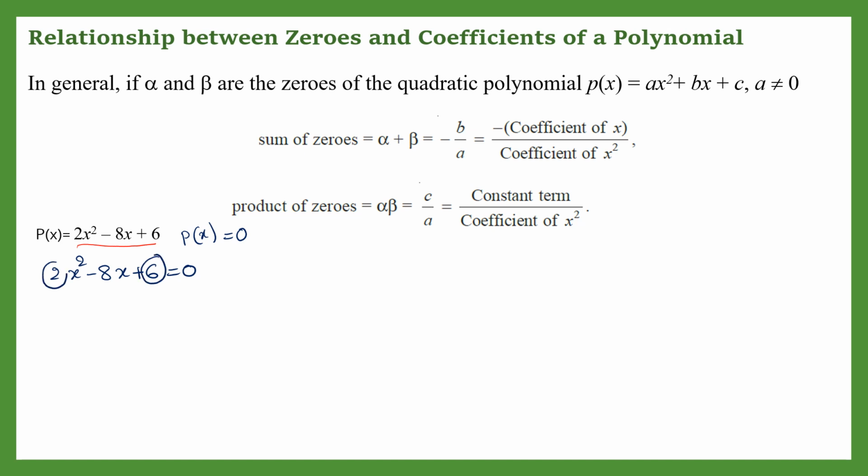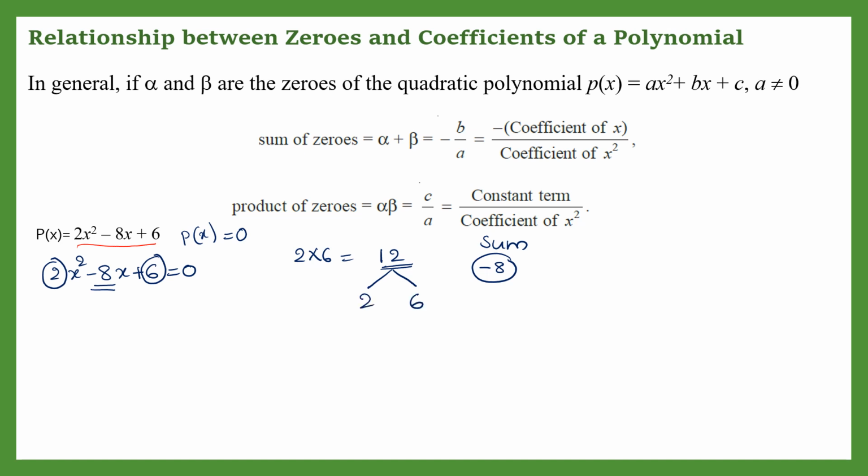So how do you do the splitting method? Take the constant term and the coefficient of x square: 2 into 6, that is 12. This should be split into two numbers whose product is 12, but their sum should be equal to the coefficient of x, which is minus 8. So our target is that the sum should be minus 8 and the product of the numbers should be 12. So what are the possibilities?